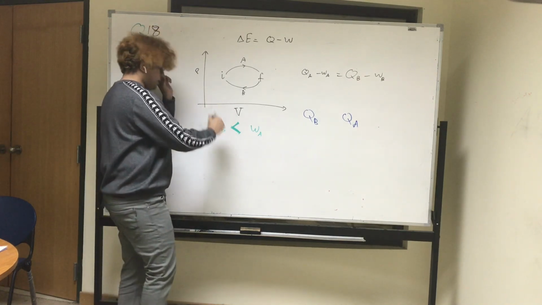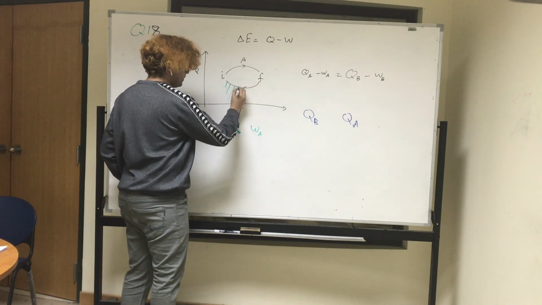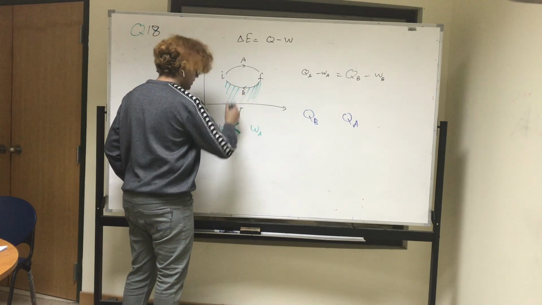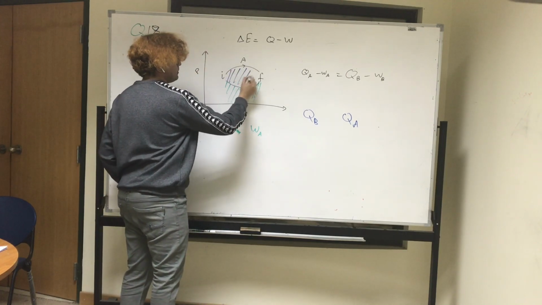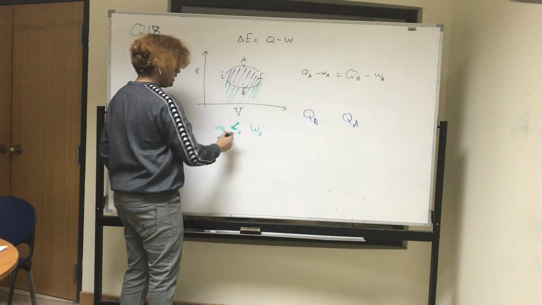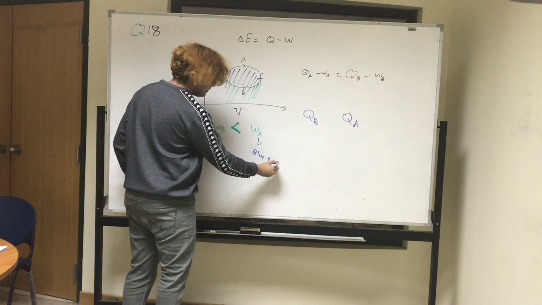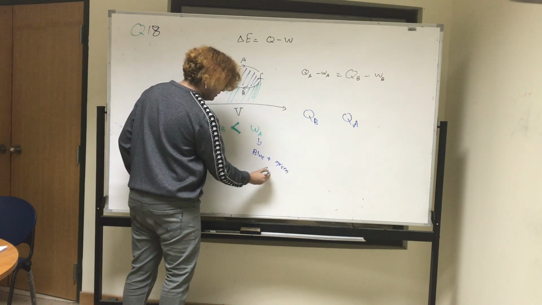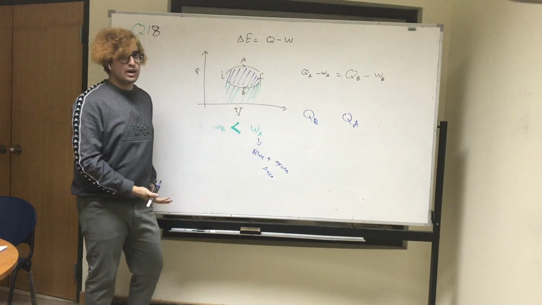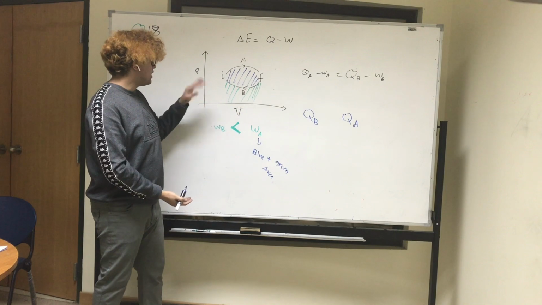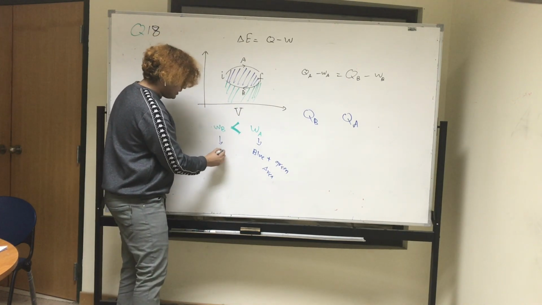So we know from the graph that the work done by process B is smaller than the work done by process A, because the work done by A is equal to the blue plus green area. Okay, so blue and green, because the work done is by definition the area under the curve of the PV graph. But the work done by B is only the green area.